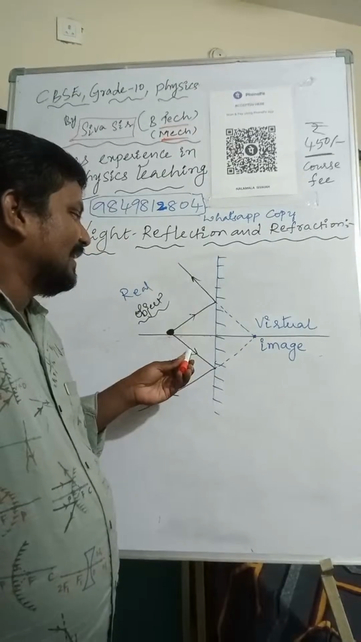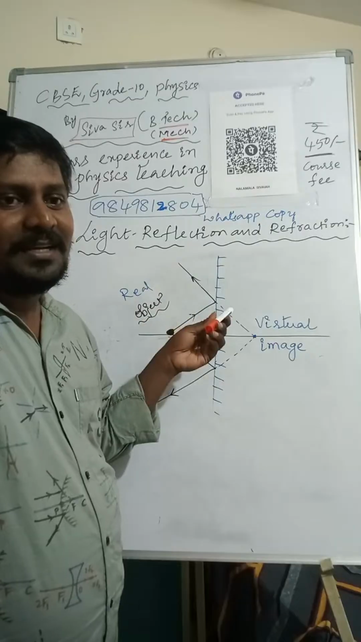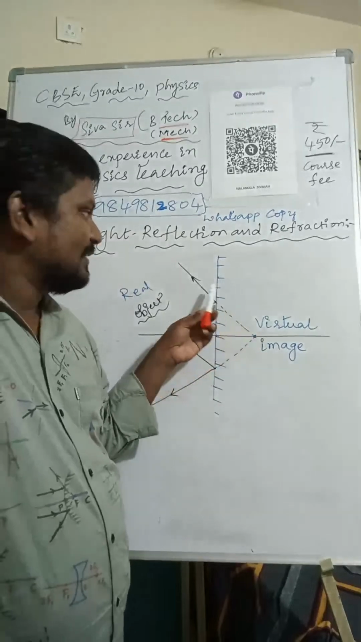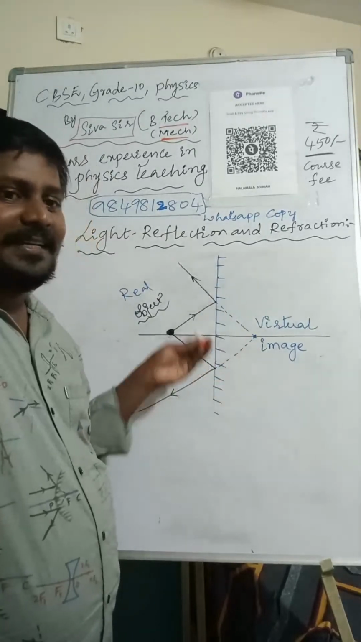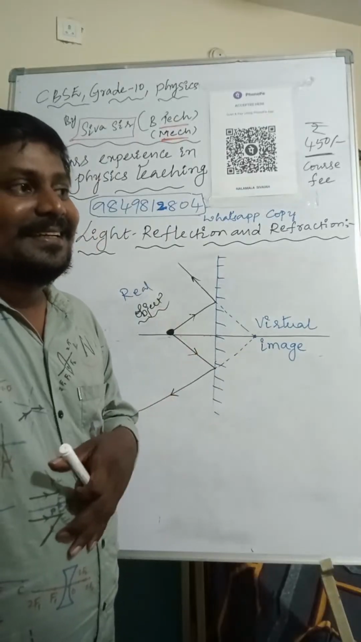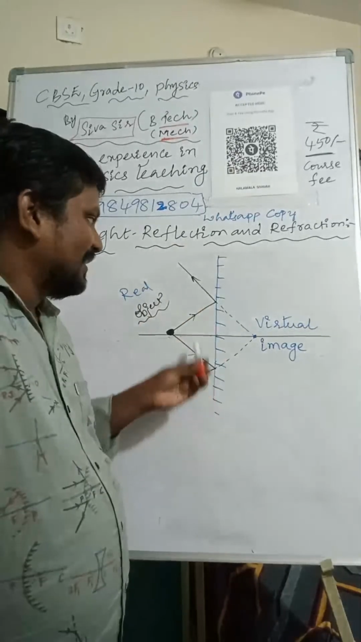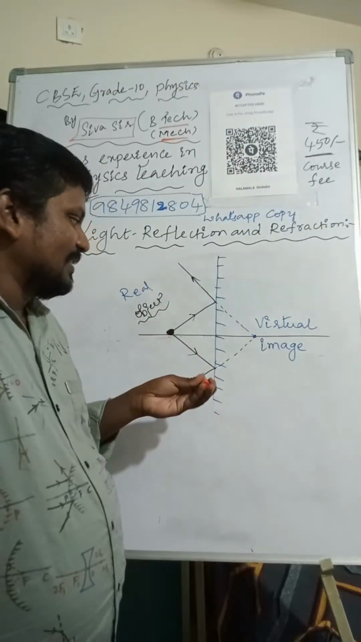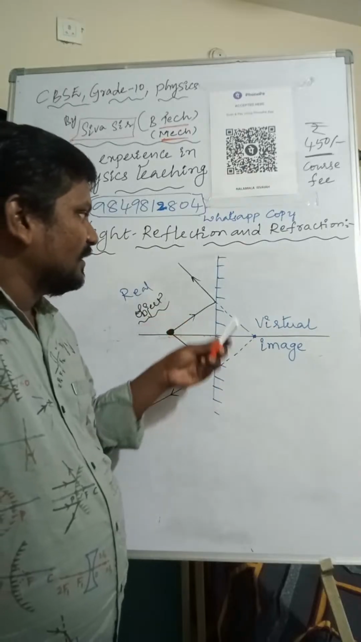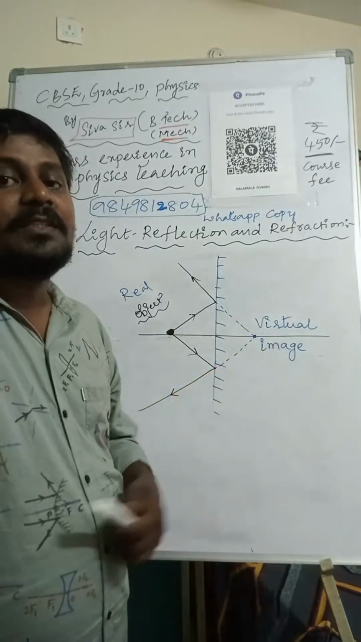So incident ray, incident ray. Here, from one point the incident rays are coming. After reflection, light rays will be moving away from the principal axis. So we are extending these reflected light rays. So these are the reflected light rays. If you extend those reflected light rays, the image will form at one point. So that is a virtual image.